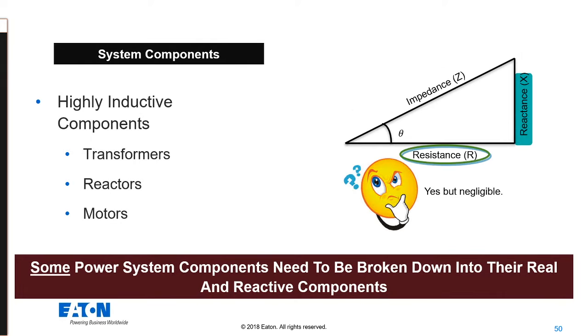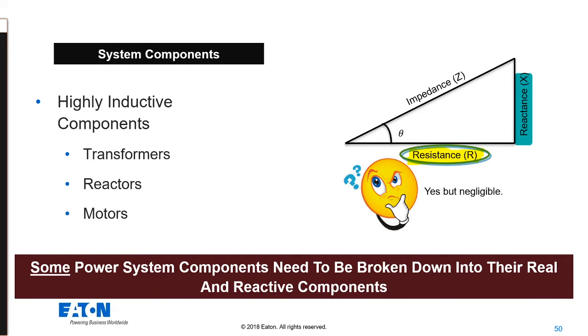Now, your highly inductive components are transformers, reactors, and motors. I noted here that when we model a transformer, we normally don't model a resistance. We just assume that it's all reactive. That's why we have a percent impedance. That X per unit impedance is really just the X. We'll make an assumption to try to get to resistance sometimes, but we'll usually model it as just an X and not a resistance or an impedance Z.